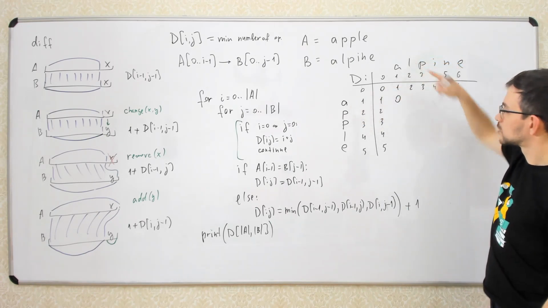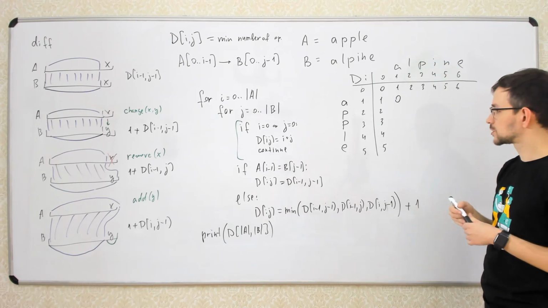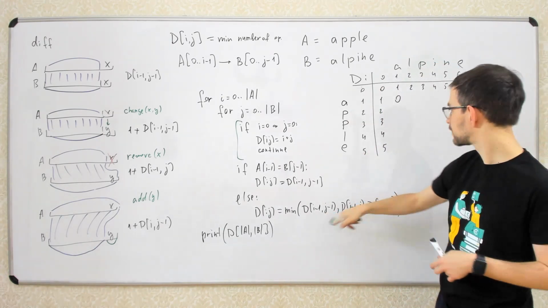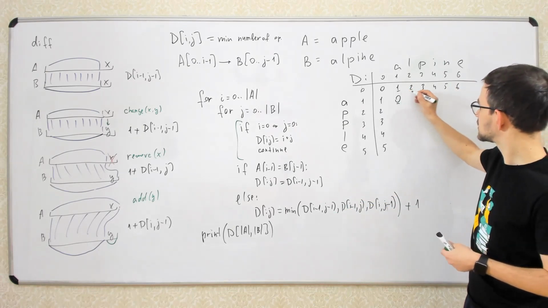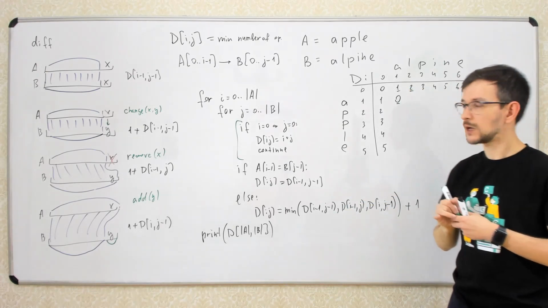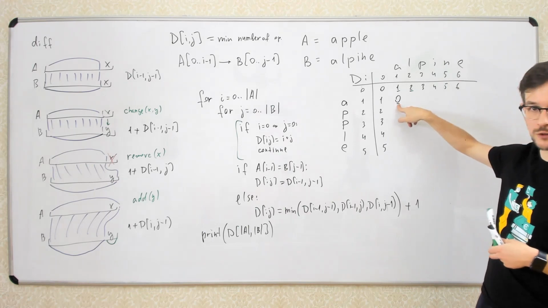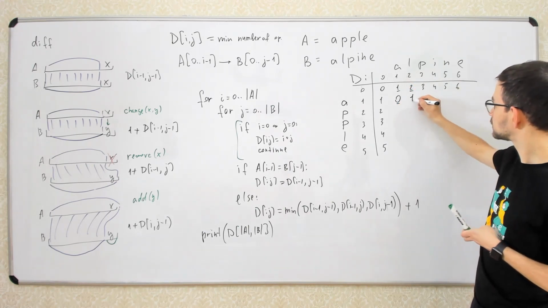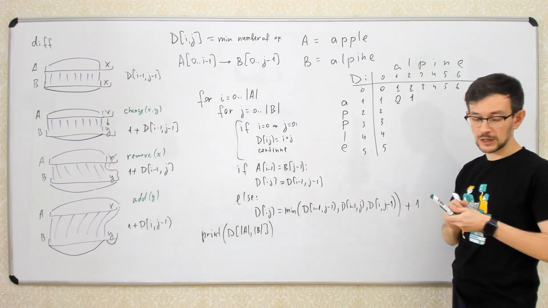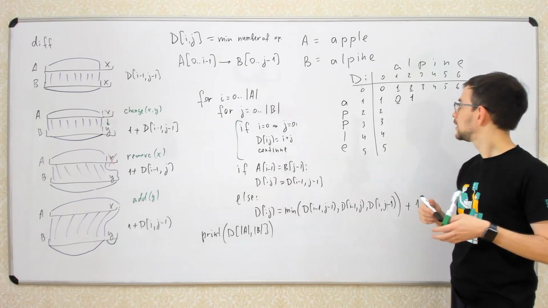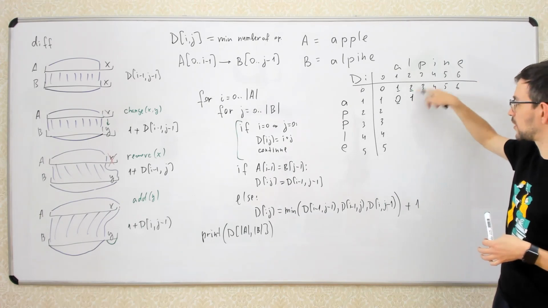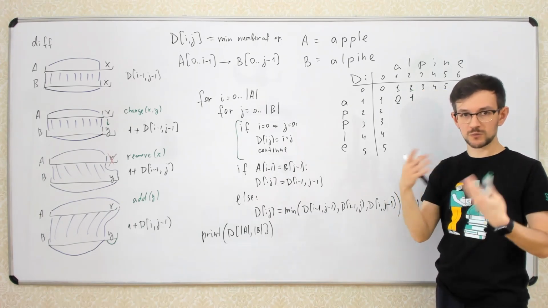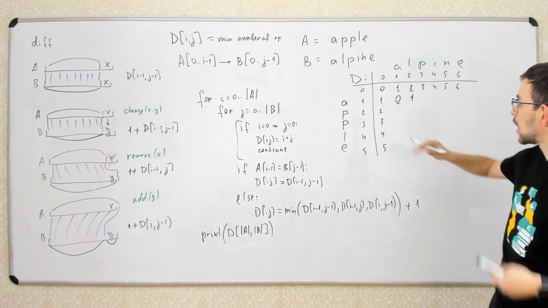So how to calculate the minimal number of operations? You need to take the minimum of these three solutions: this solution, this solution, this solution. In our case, optimal will be this solution, and perform one more operation. We have one. And so on. Each time you take the minimum of these three options, get the minimal option and put this solution here.